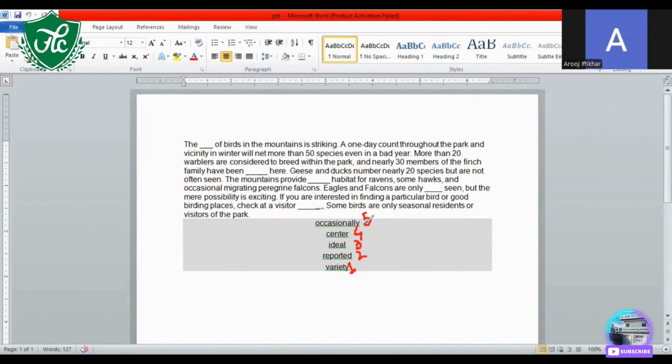So see how simple it becomes when you are solving the reading fill in the blanks with the help of the grammatical rule. So I hope you understand.